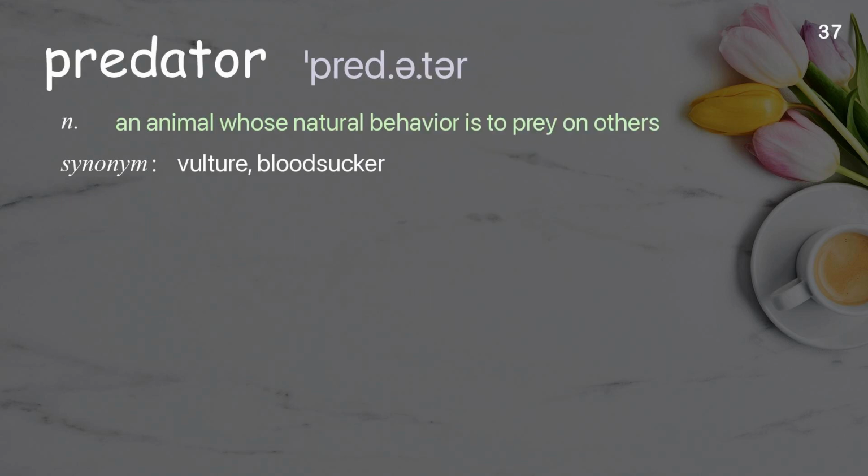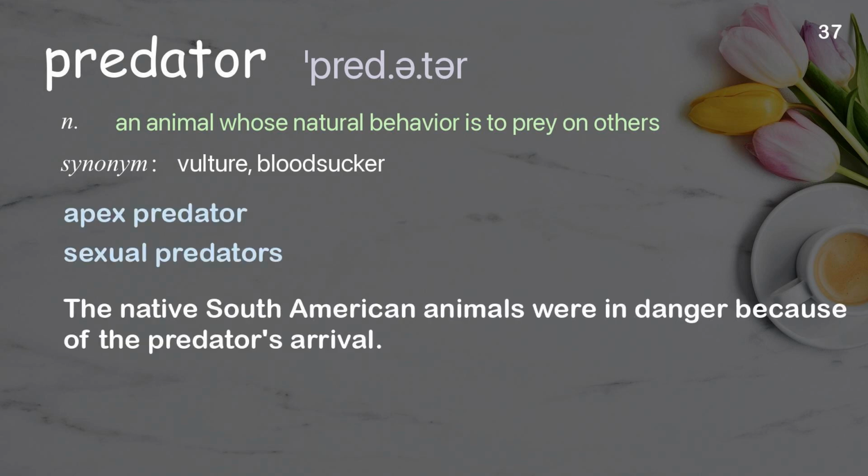Predator. An animal whose natural behavior is to prey on others. Examples: Apex predator. Sexual predators. The native South American animals were in danger because of the predator's arrival.